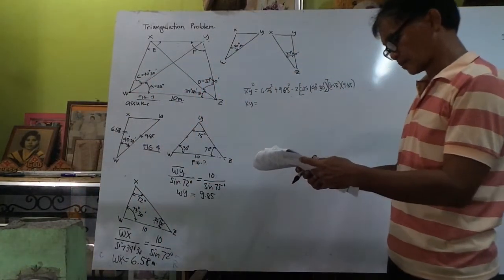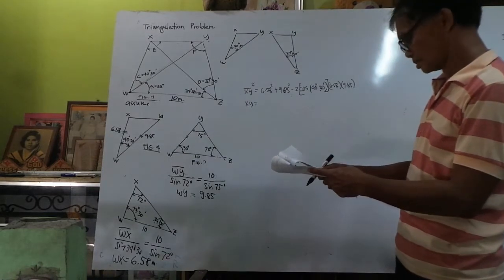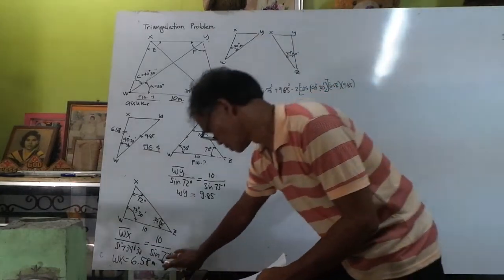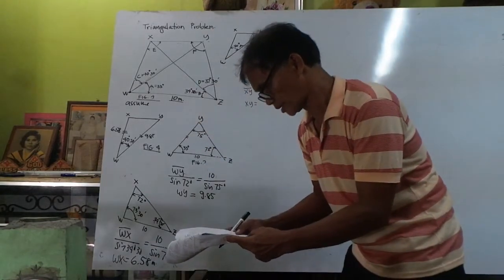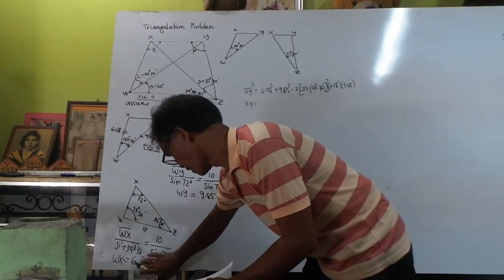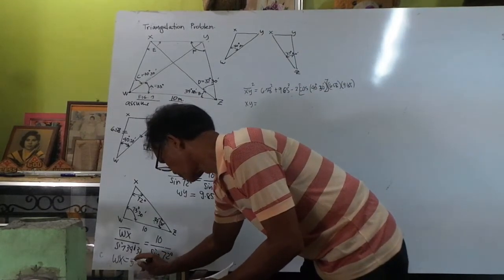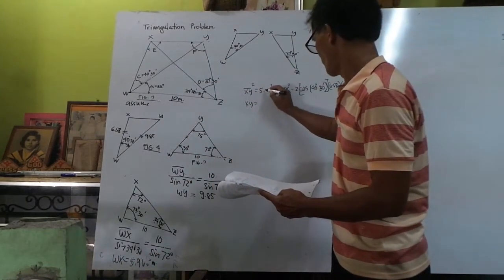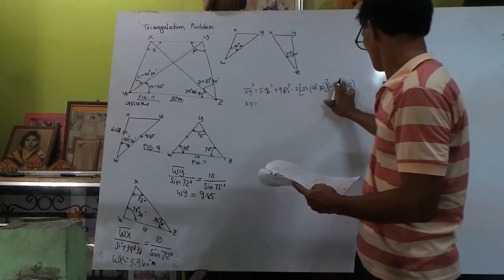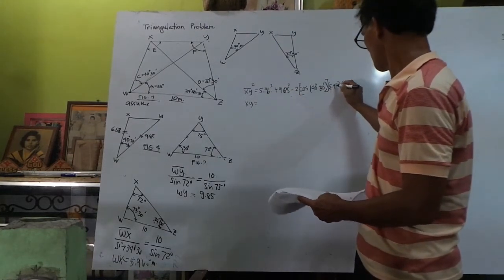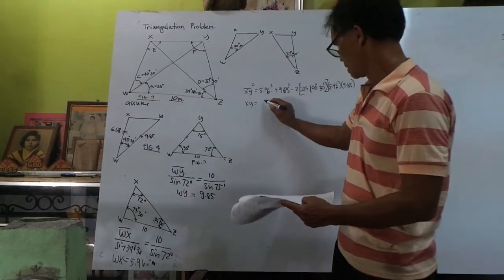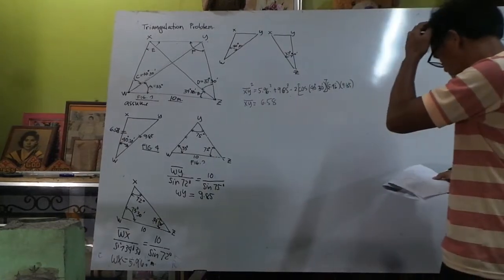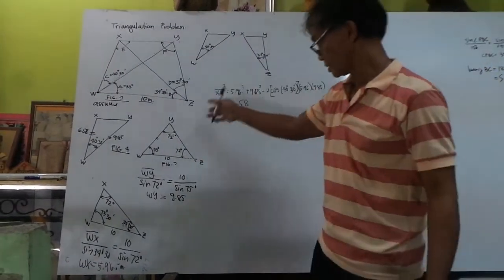Then you will have the value of your XY. By the way, excuse me, the result of this WX is 5.96. Then the result for XY will be 6.58. This is your line XY. You have now the distance XY.